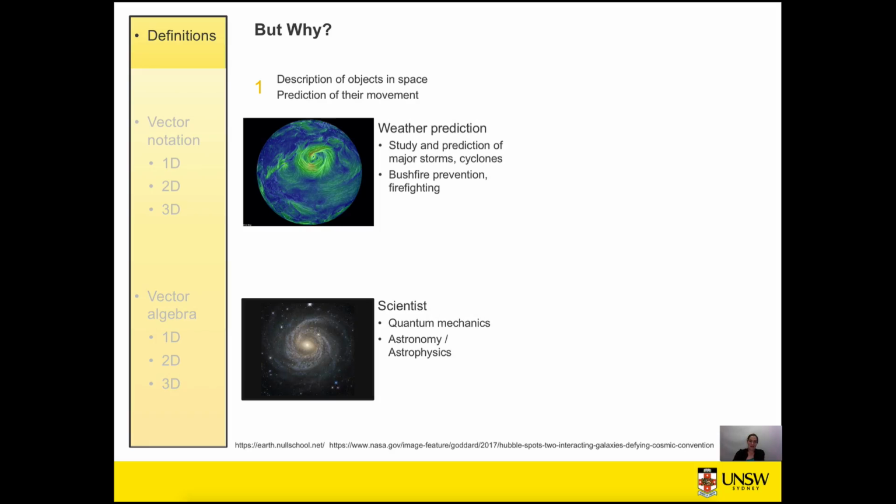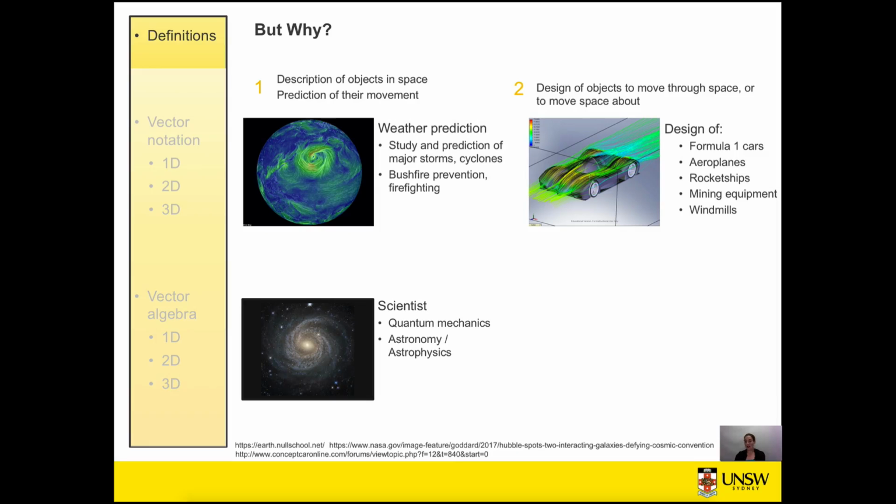Likewise in physics, so everything from the very small in quantum mechanics all the way up to the very, very large in astrophysics. So as an example, the guys that are predicting whether or not meteors will hit Earth or just miss us, it's all done with vectors and some forces. Or in a more engineering bent, the people that are designing objects to move through space or to move space about. So things like Formula 1 cars and aeroplanes, as well as things like mining equipment and windmills. These are all done using CAD programs, and the basis of those programs is vectors.